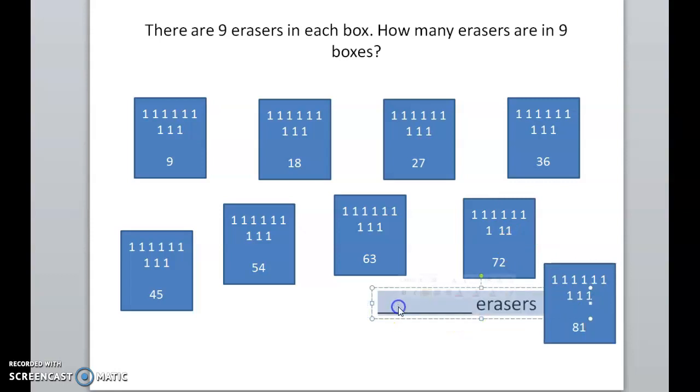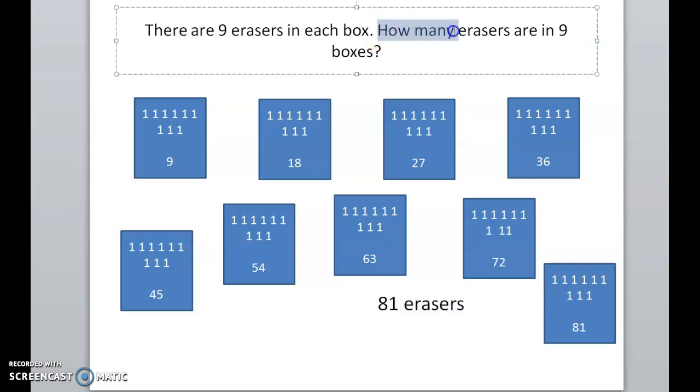Again, we always want to have that label, so that's why we should have the erasers. And again, after the how many phrase is typically going to be your label.